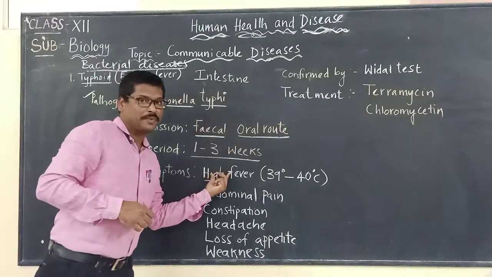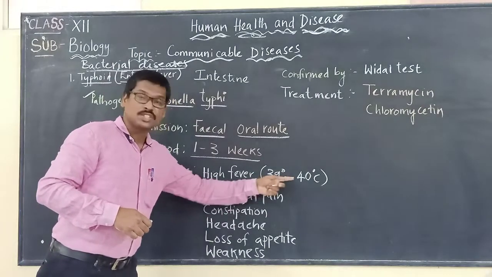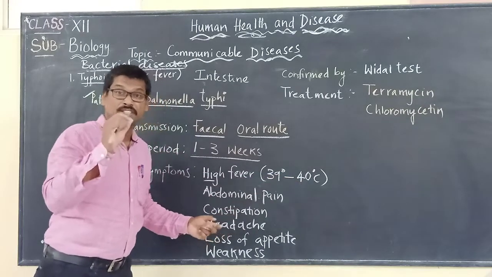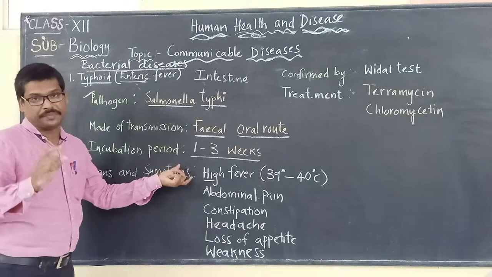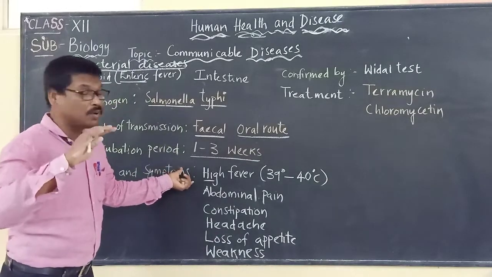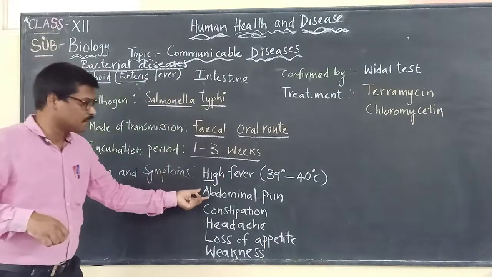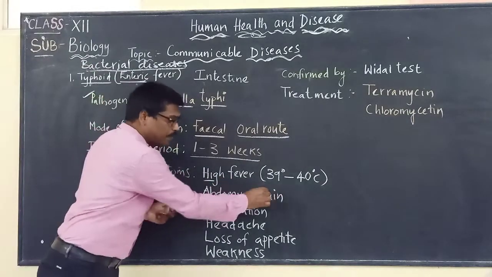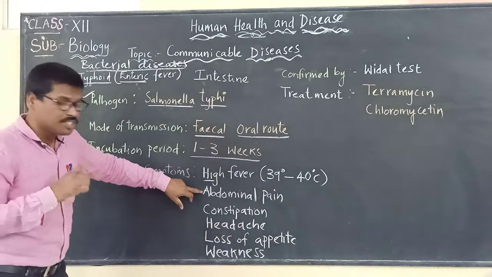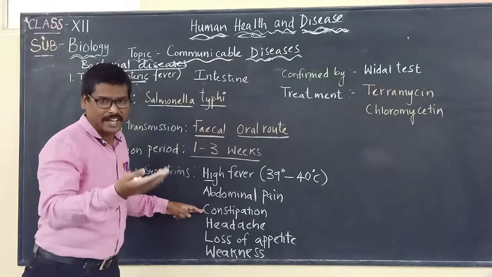There will be high fever, about 39 to 40 degrees Celsius. The person will be suffering with high fever, and his pulse rate will be low. Please remember, his pulse rate will be low, but he will be having high fever. And there will be stomach pain, otherwise we call it abdominal pain. He will be suffering with severe stomach pain. Constipation, he cannot go for proper defecation.